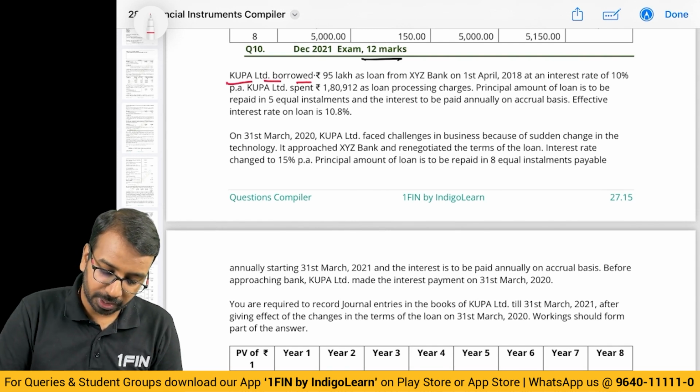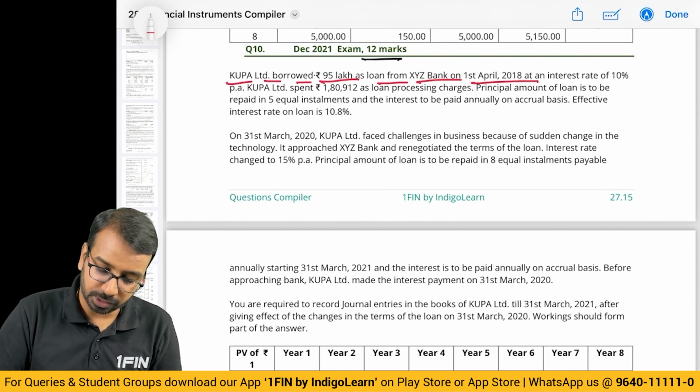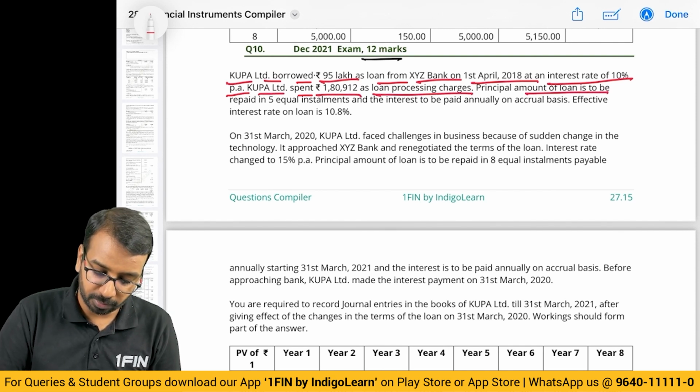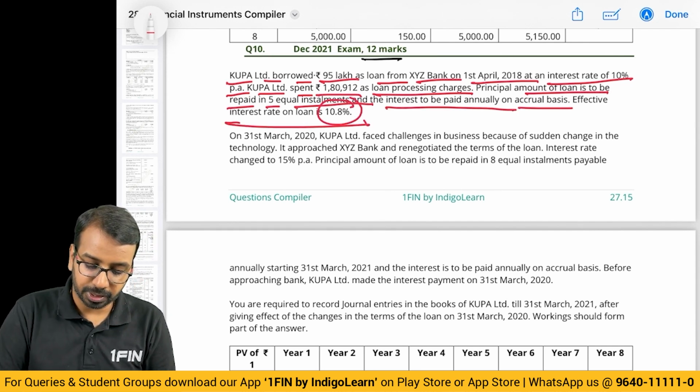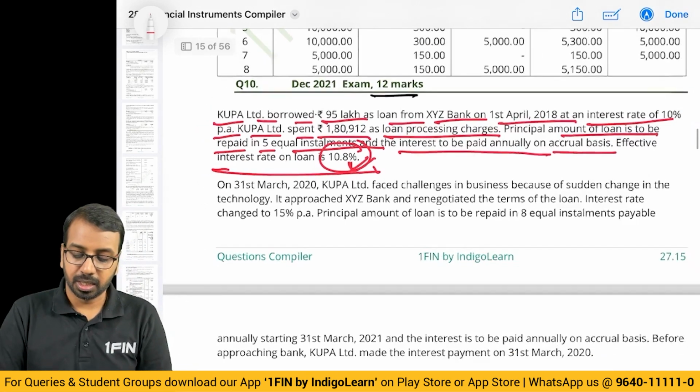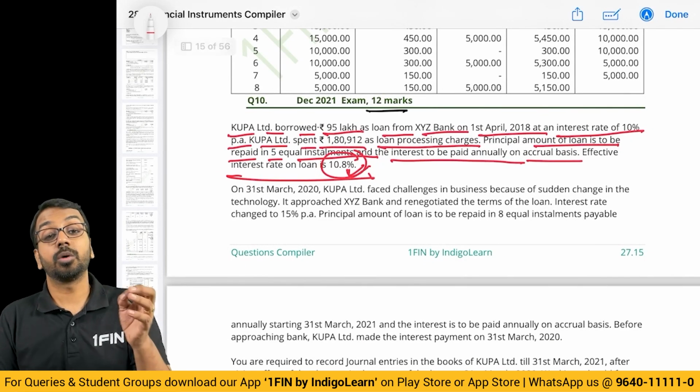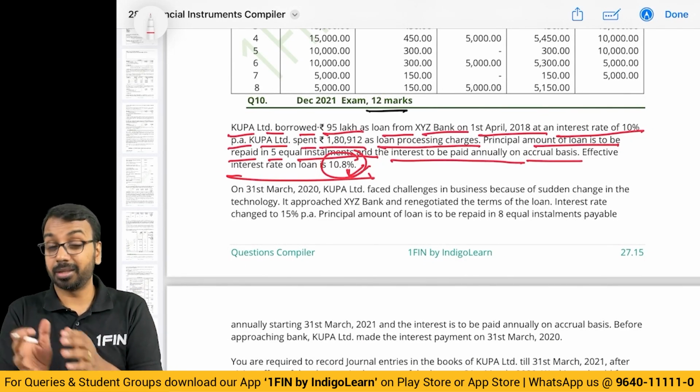Coupa Limited borrowed 95 lakhs as a loan from XYZ Bank on 1st of April at an interest rate of 10% per annum. Coupa Limited spent 1,80,000 as loan processing charges. The principal amount of the loan is to be repaid in 5 equal installments and interest to be paid annually on accrual basis. Effective interest is 10.8%. Why is this effective interest given? This effective interest rate is given for us to calculate the present value.